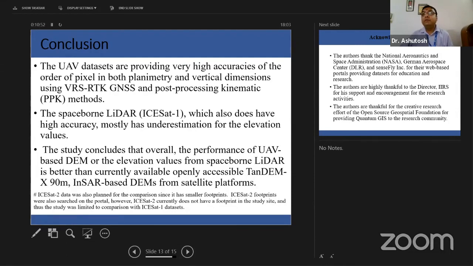So primarily what we intend to showcase here is that it's a highly accurate DEM that we are getting from the UAV, and this shall be used in the coming days for important applications such as flood hazard zonation and similar applications.